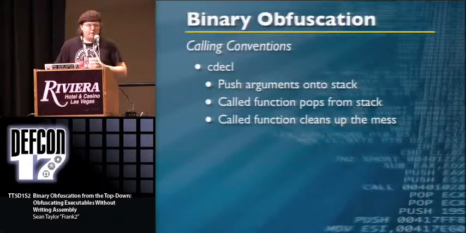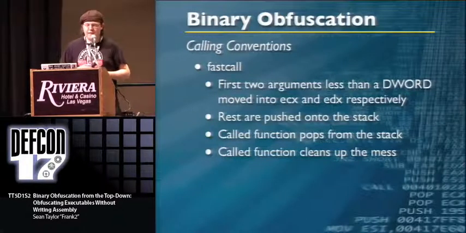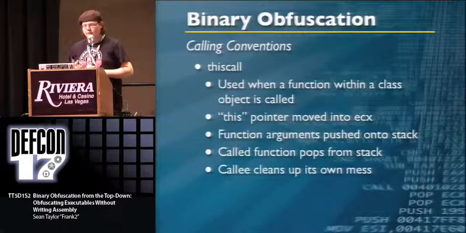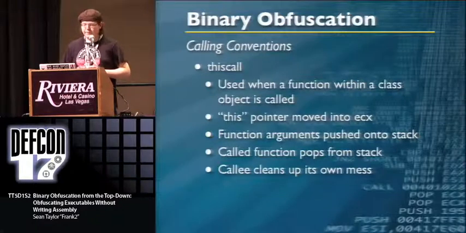Fastcall, however, is kind of interesting in the fact that it tries to be fast because it pushes the first two arguments into the two registers, meaning that it doesn't have to access the stack for those. So then the rest of the data, if there's more of that, are pushed onto the stack. Then the called function pops from the stack, and then the called function cleans up the mess. Thiscall is also another very interesting one. This is basically used when a function within a class object is called. The this pointer is moved into ECX. The function arguments are then pushed onto the stack. Then the called function pops, and then the callee cleans up its own mess.